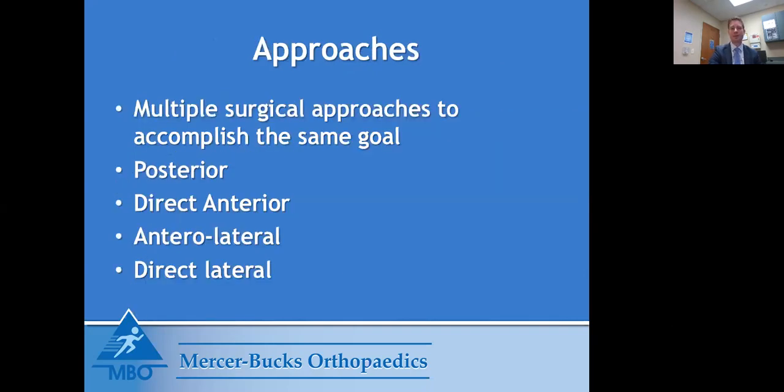Now, there are different approaches to do a hip replacement, and some of the most commonly asked questions are, how do you do it? Which direction do you go? We have several different ways to essentially do the same operation. We have what's called the posterior approach, the direct anterior approach, the anterolateral approach, and the direct lateral approach. These are the four most common ones currently being done in the US at this time.